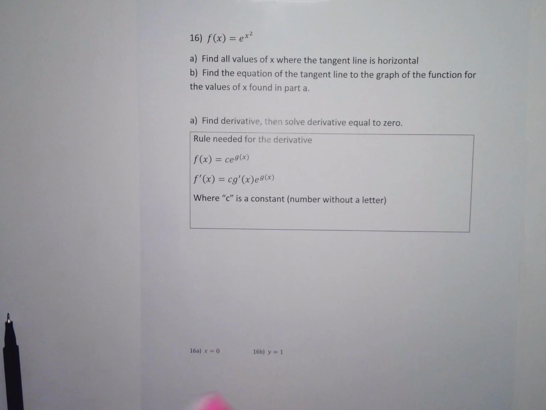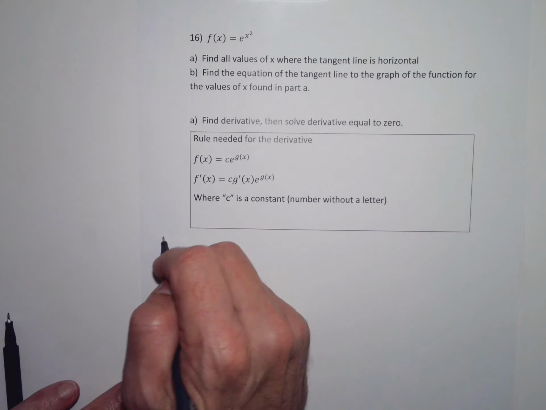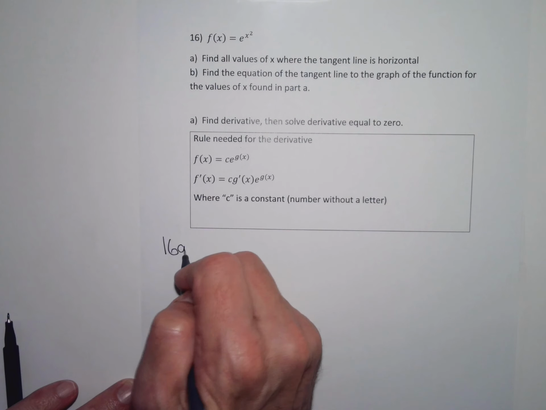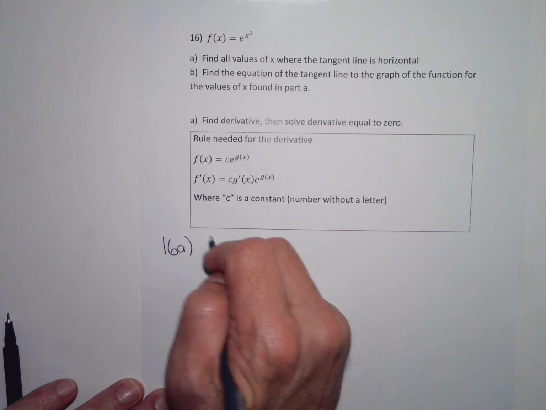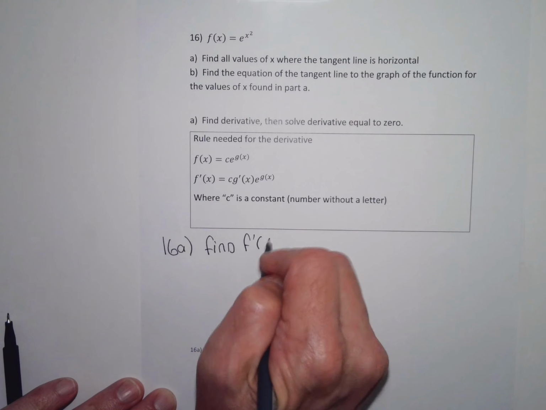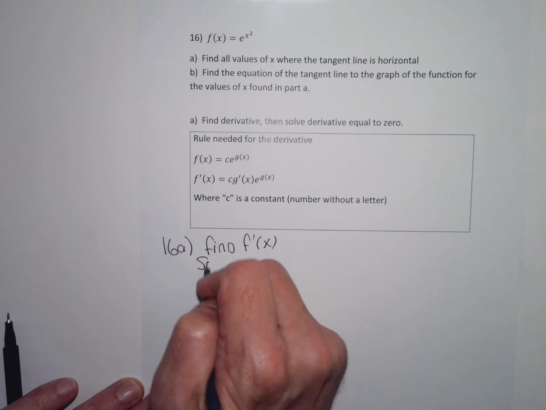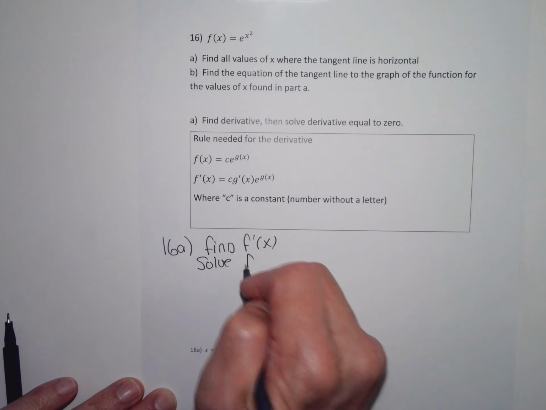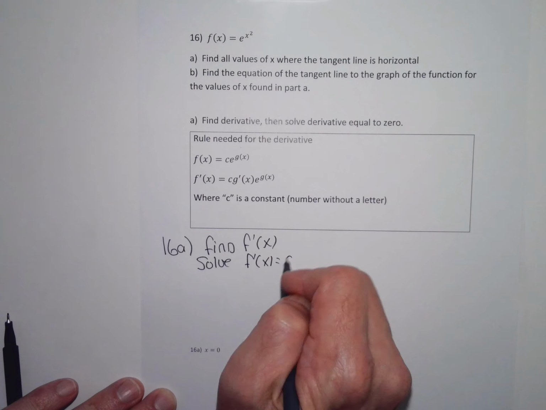16 is another horizontal tangent line, so the second one on this review, it's got to be one on the test. To do 16a, to find the values of x where the tangent line is horizontal, we find the derivative, and then we solve the derivative equal to 0.